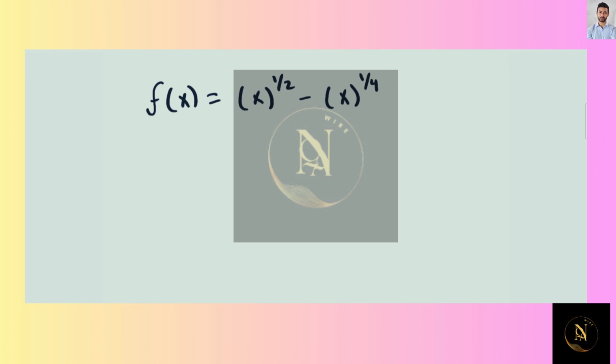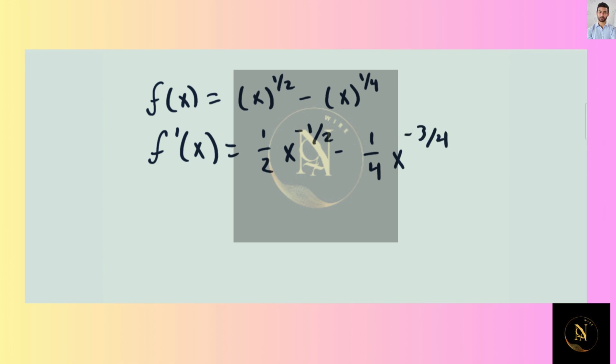To use the first derivative test to figure out the local minimum and maximum values of our function f of x, the first thing we need to do is find our derivative. So f prime of x is equal to, using the power rule, 1/2 x to the negative 1/2 minus 1/4 x to the negative 3/4. I found this just using the power rule, like I said.